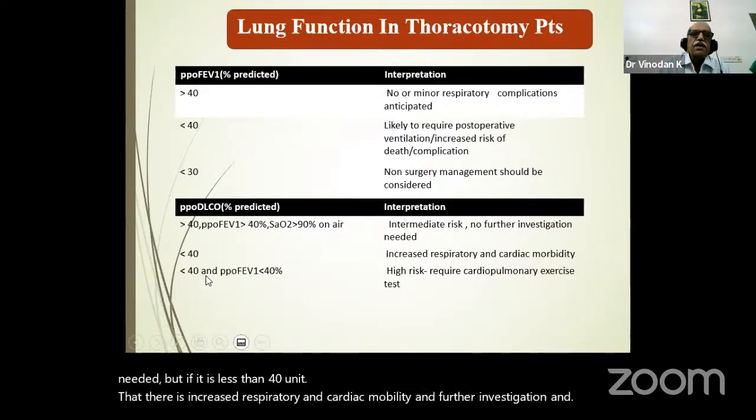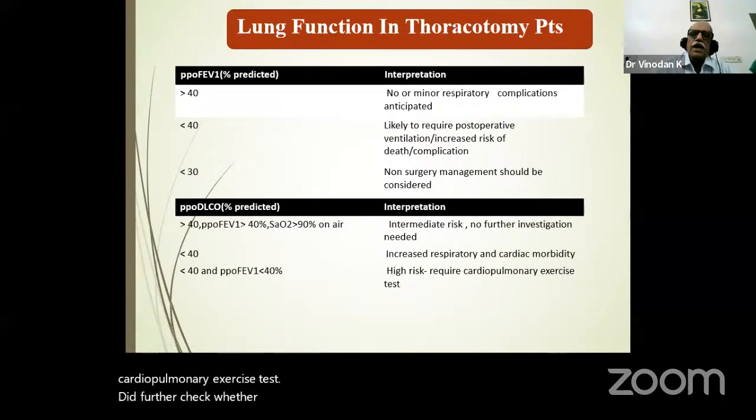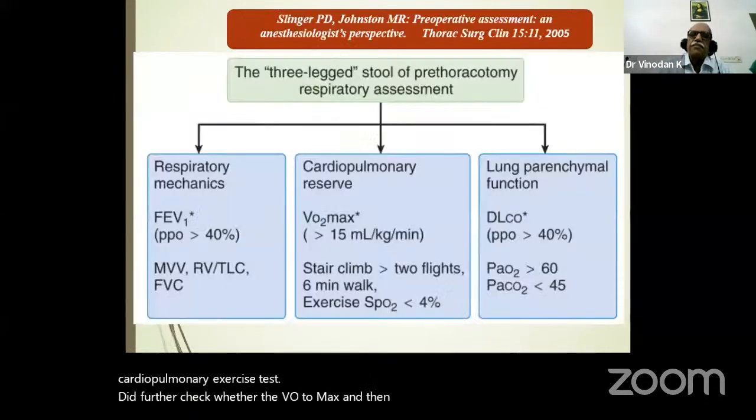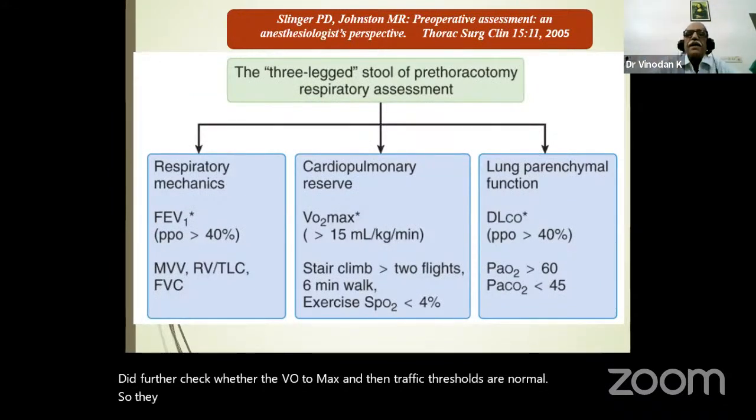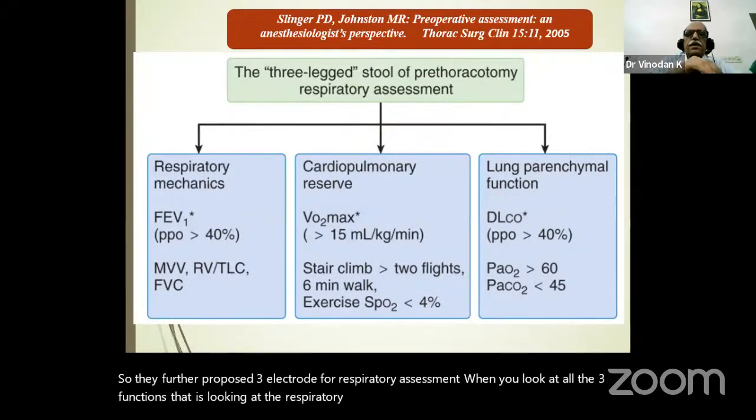If the DLCO is less than 40, and also the predicted FEV1 is less than 40, it's very high risk and you require a cardiopulmonary exercise test to further check whether the VO2 max and the anaerobic thresholds are normal. So they have further proposed a 3-leg stool for pre-thoracotomy respiratory assessment, looking at all 3 functions: the respiratory mechanics, the cardiorespiratory reserve, and also the lung parenchymal function.